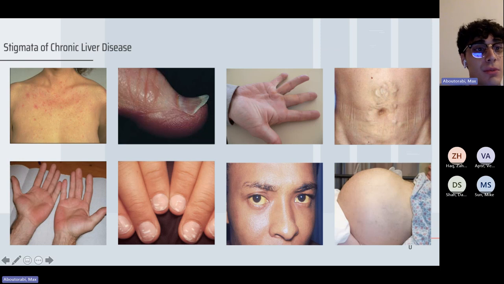So these are some common signs that you may see either while you're on the ward, or you may get shown pictures of these in exams. I'll give you guys a few seconds to go over these and come up with ideas of what you think they could be.